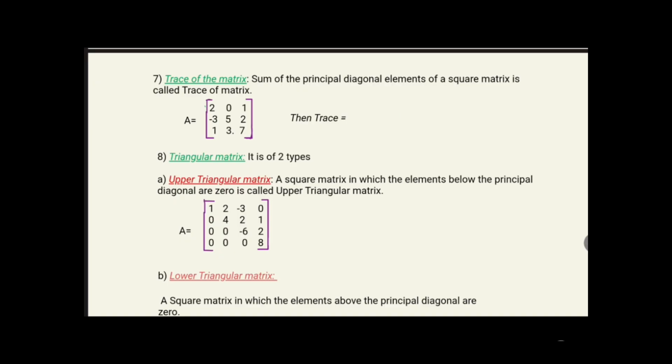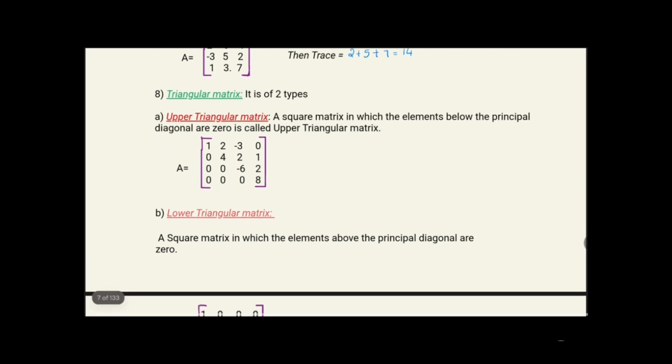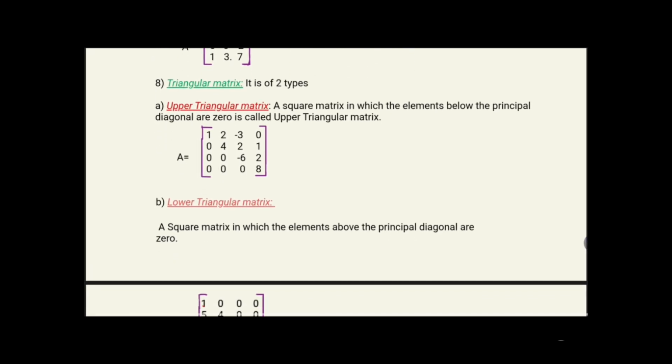Now coming to the triangular matrix. A triangular matrix is of 2 types, upper triangular matrix and lower triangular matrix. Coming to the upper triangular matrix, it is a square matrix in which the elements below the principal diagonal are 0. See, this is the principal diagonal, and below that principal diagonal all the elements are 0. This is called an upper triangular matrix.